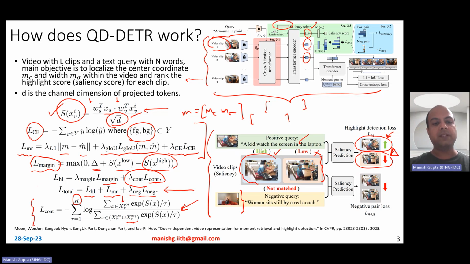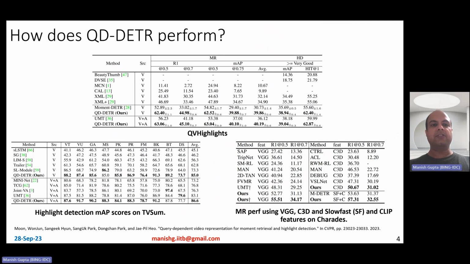So the overall loss, of course, is basically a combination of your margin highlight detection loss and the MR or moment retrieval loss and the negative loss. So essentially, if you also have negative clips associated with any particular query, you also want to ensure that the saliency is minimized between that particular query and a negative clip. Okay, so that's basically how the query dependent detection transformer is trained.